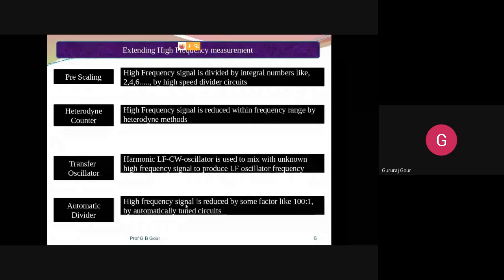Automatic divider, where the high frequency signal is reduced by some factor. That is one difference between pre-scaling and automatic divider. In pre-scaling, we scale it by some proportions like 2, 4, 6 successively. But in automatic divider, we already know by what proportion or factor it should be reduced, for example 100:1. An automatically tuned circuit will be used. So these are the different techniques adopted in extending the high frequency measurement ability of the digital frequency meter.